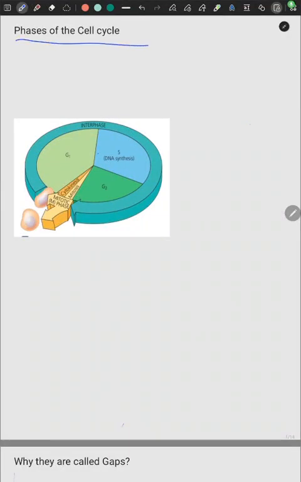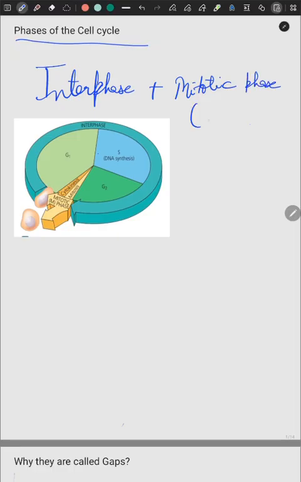Let's start with the phases of the cell cycle. These consist of two phases basically: interphase plus mitotic phase, which we can say M phase also.